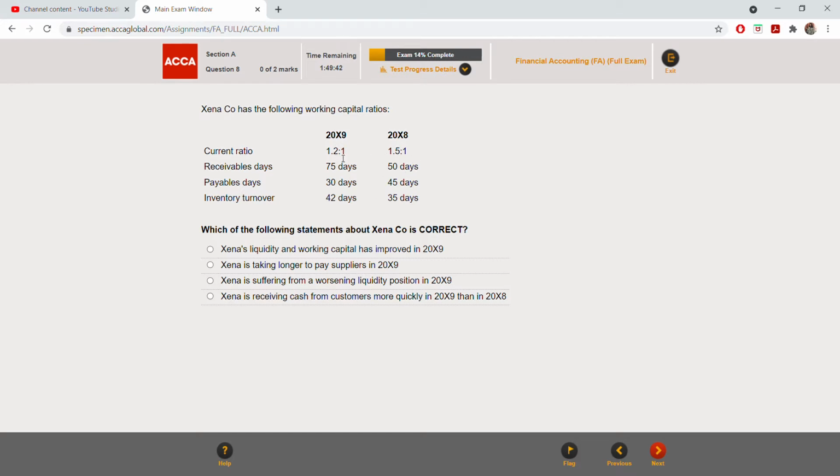Look at the current ratio from 2008 to 2009. It's declining. It's not bad, it's okay, but it declined from 1.5 to 1.2. Receivable days 50 to 75 days. Now the customer is taking more time to pay, which is not good. Payable days, you are now paying faster, which is good for your supplier, but on the other hand, a cash flow problem will happen because now you have to pay more. If you compare this, you have to pay in 30 days, but your customers are paying you back in 75 days, which is not a good thing. Inventory turnover is also increasing.